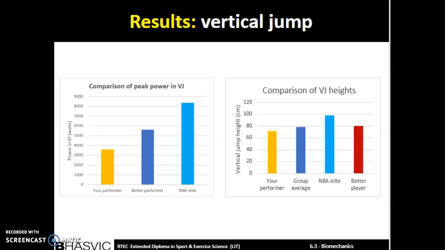So we've done the results of the 20-meter sprint and the comparison of that, and here we have the results of our vertical jump that we did, and we measured the peak power and the comparison of the heights. So on the left hand graph you have the peak power in the vertical jump, where it has my performer, the better performer, and the NBA elite.